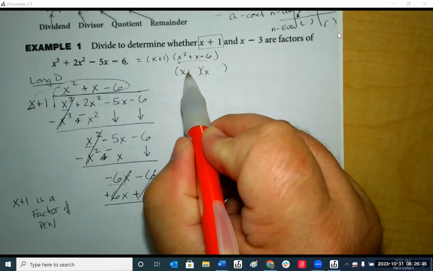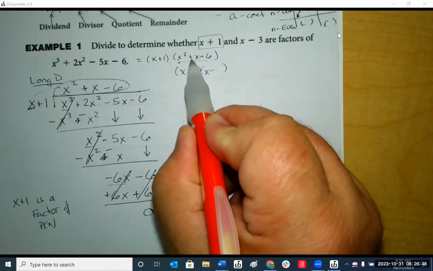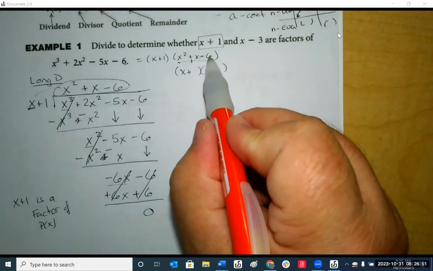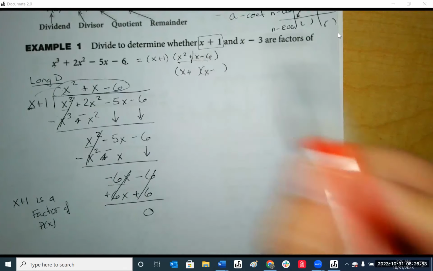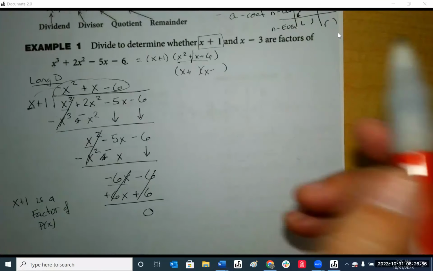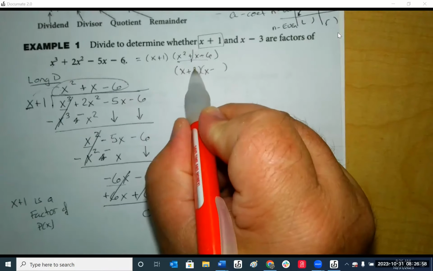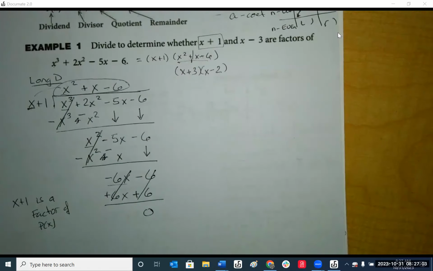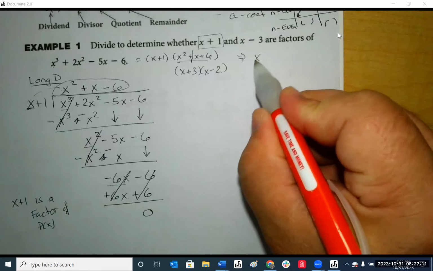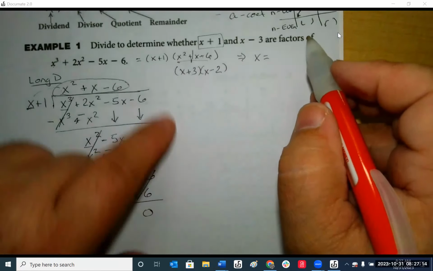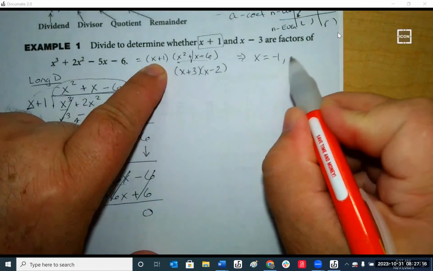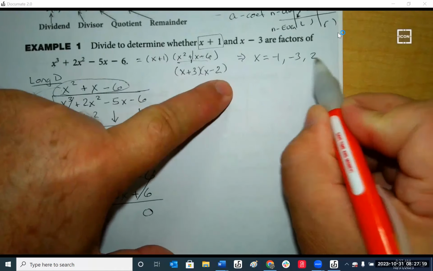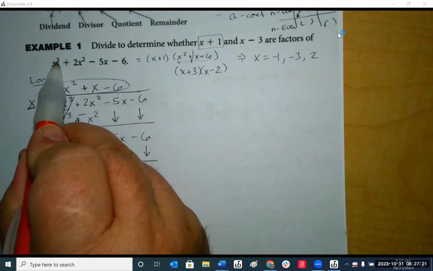Second sign's a plus, so the signs are opposite. The biggest number gets a plus. What times what is 6? When you subtract them, you get 1. 3 and 2. And the first sign's plus, so the 3 goes with the plus. And those are your factors. So what are the x-intercepts? Well, it's negative one, negative three, and positive two. We have to have three of them. It's a cubic equation. We have to have three answers.